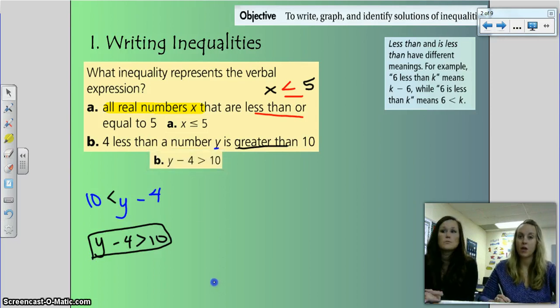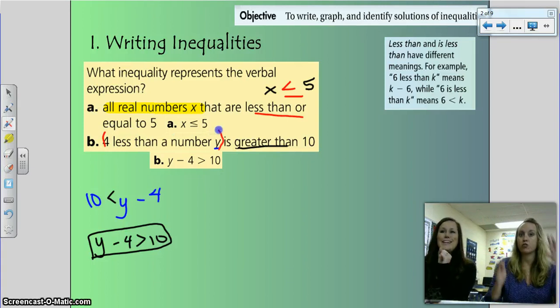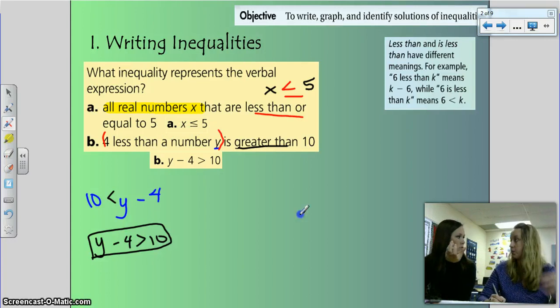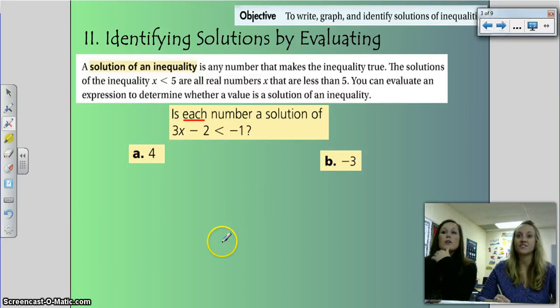Right. This is a really hard one because we're using less than here and then greater than. So how do you really know the difference? You have to break down the first part versus the second part. So 4 less than a number y, all of that is married together, and then is greater than. So is represents our equal sign, but in this case we're dealing with inequalities. There you go. Now we're going to identify solutions of these situations by evaluating.